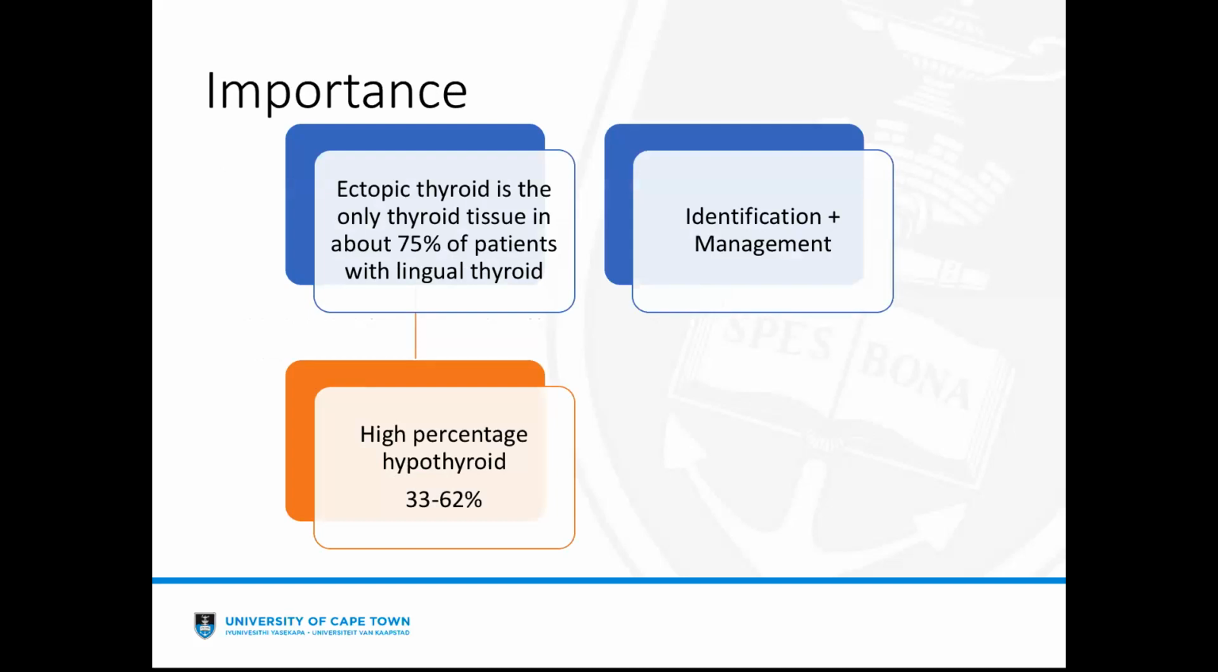And why is it important? Well, ectopic thyroid tissue can be the only thyroid tissue present in about 75% of patients who present with lingual thyroid, and a high percentage of these patients are in fact hypothyroid. And so the identification and management, since it may be the only functioning tissue in the body, is quite significant.